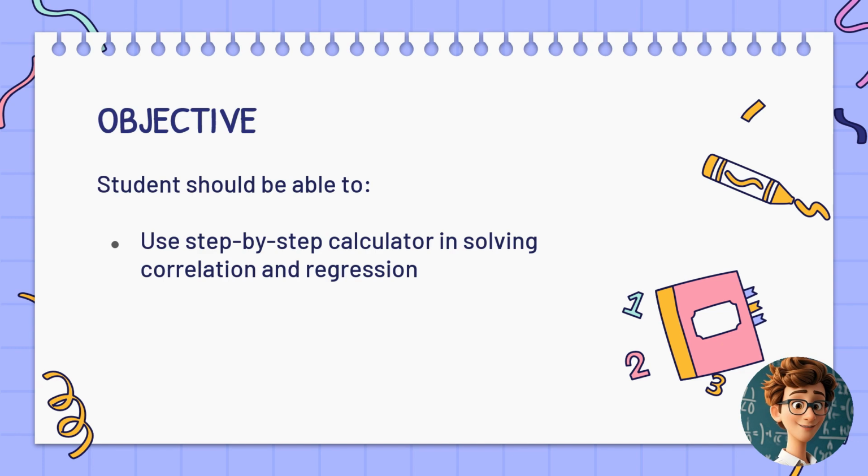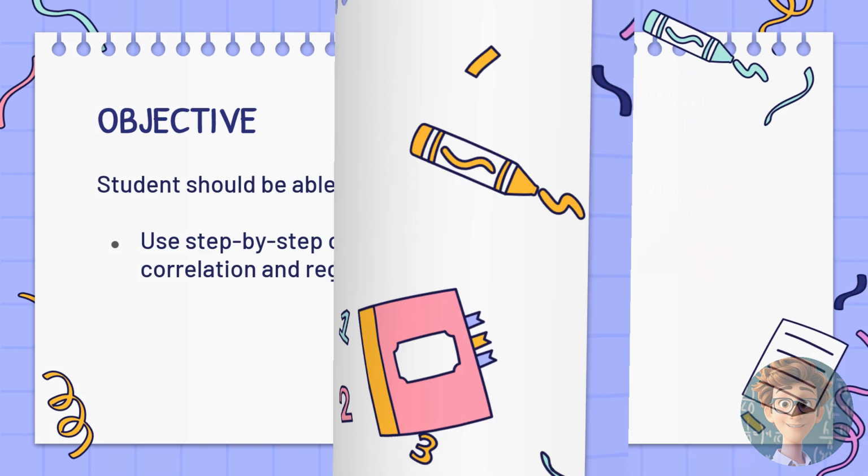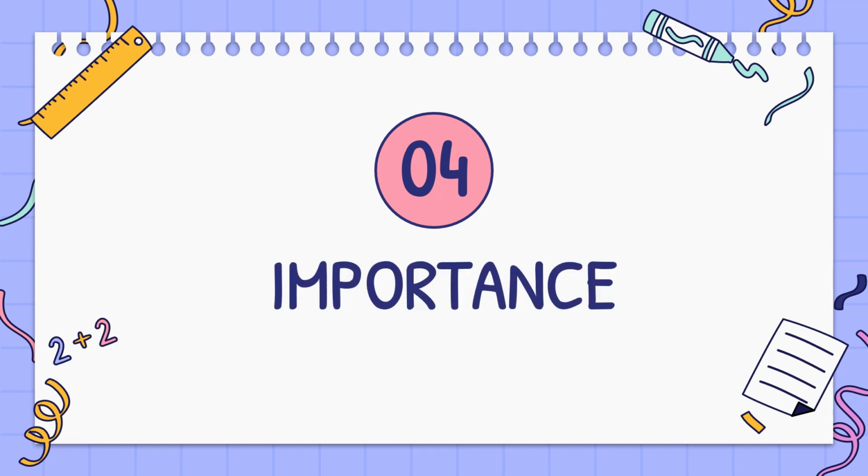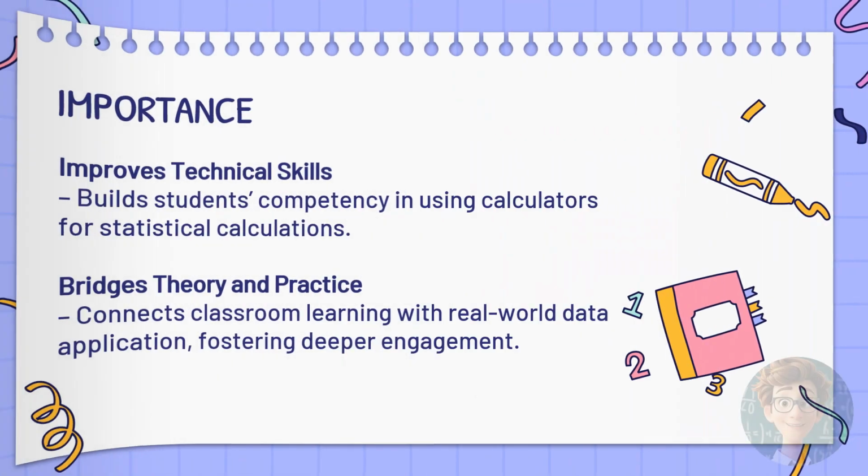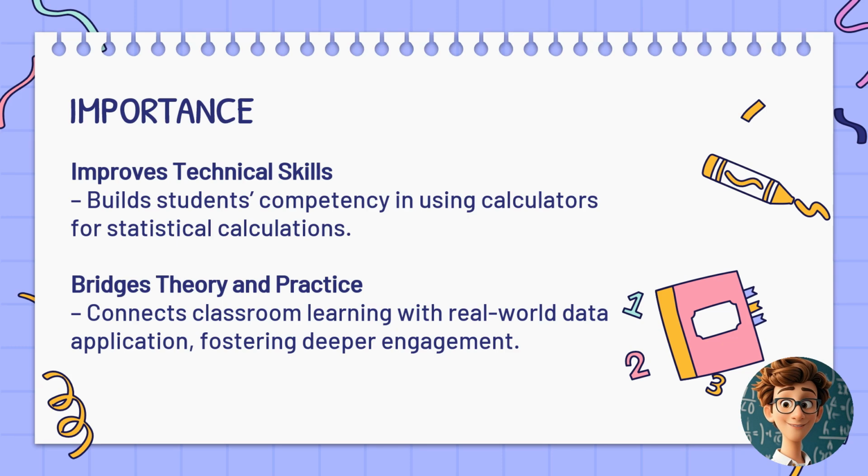Students should be able to use the step-by-step calculator in solving correlation and regression. This improves technical skills, builds students' competency in using calculators for statistical calculations, bridges theory and practice, and connects classroom learning with real-world data application, fostering deeper engagement.